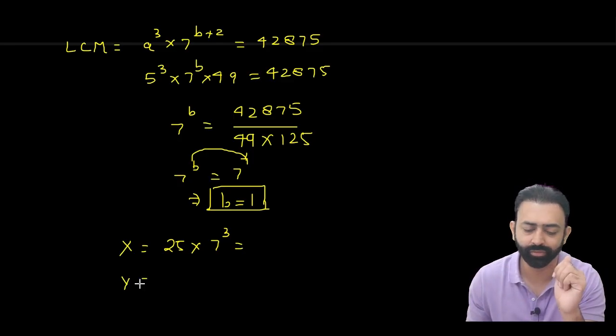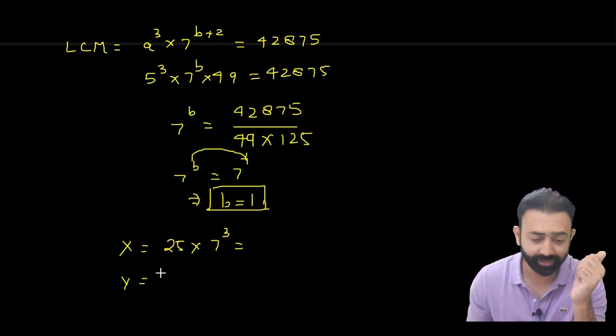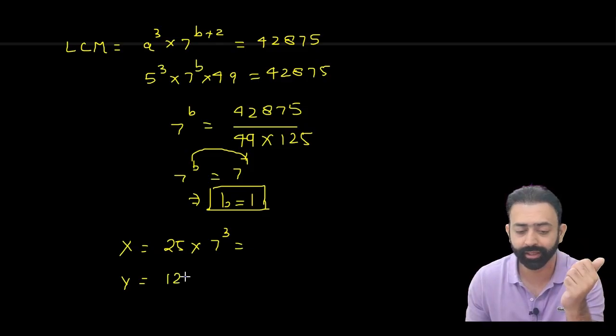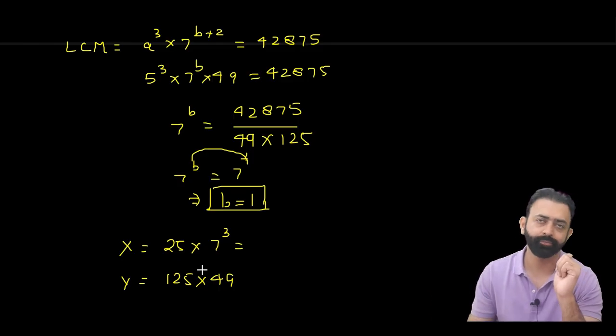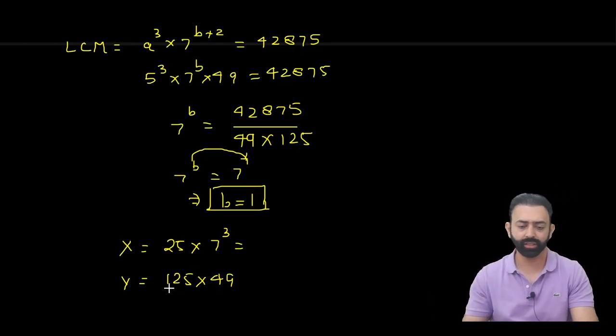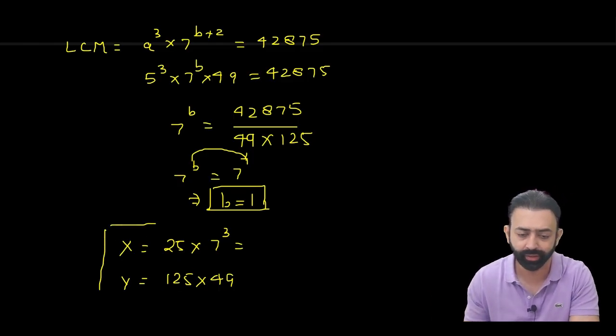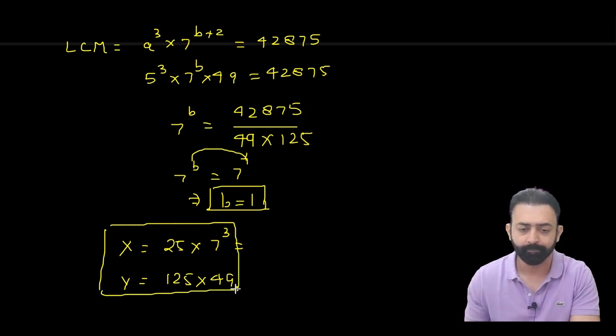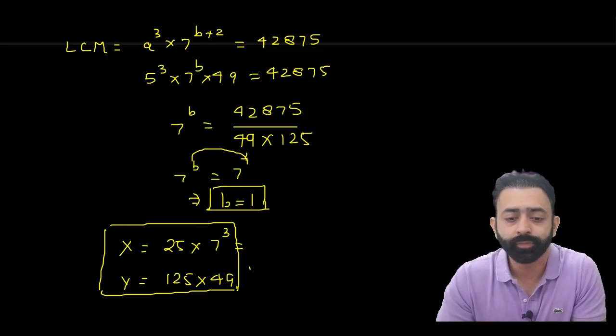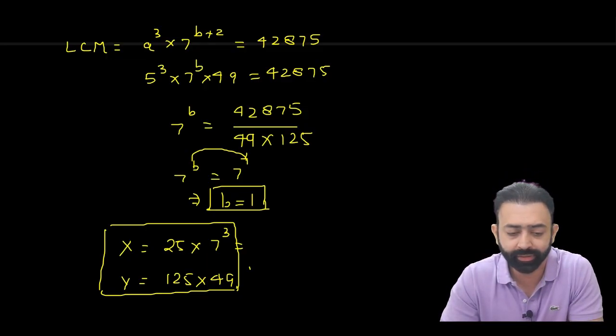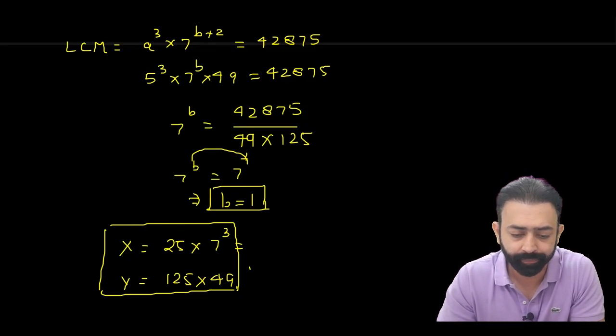Similarly, putting the value of a and b in y, this will be a cube. So 125 into 7 square, which is 49. Okay, so these will be the values of x and y. So that's it as far as HCF and LCM is concerned.